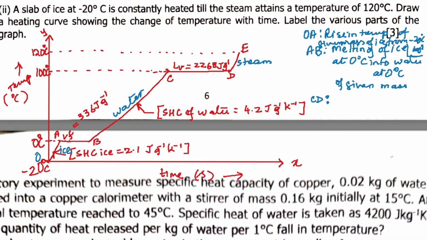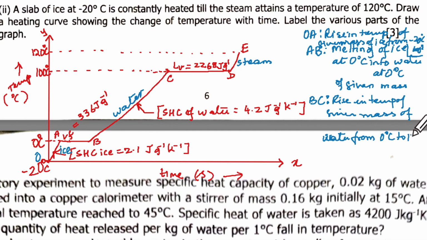Okay, now let us take BC. What will I write for BC? Rise in temperature of given mass of water from 0 degrees C to 100 degrees C.